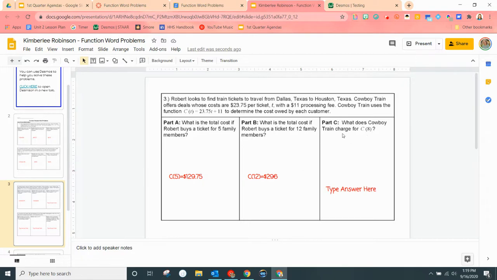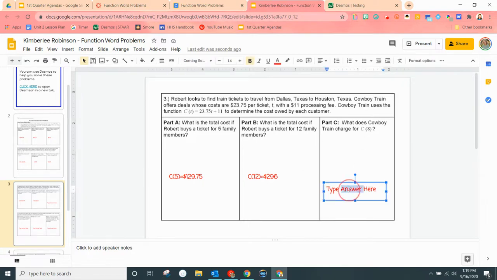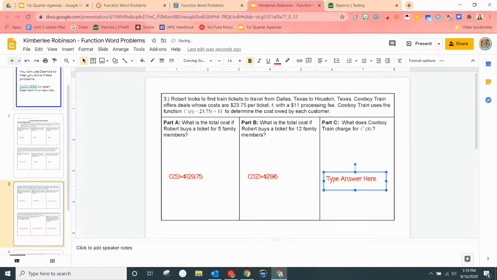So what does Cowboy Train charge for C of 8? Okay, so now they're saying, well, find C of 8. You'll know you can triple click in these text boxes, 1, 2, 3, and it'll highlight the whole thing, and then you can just type over it. So you don't have to backspace, backspace, backspace.